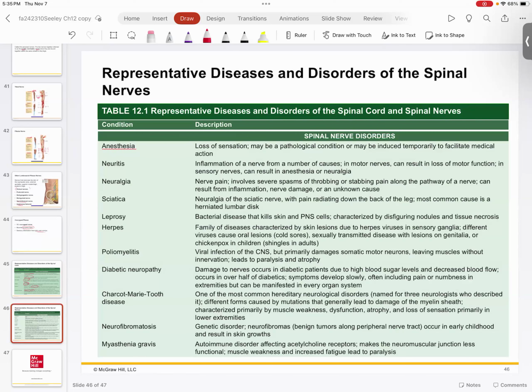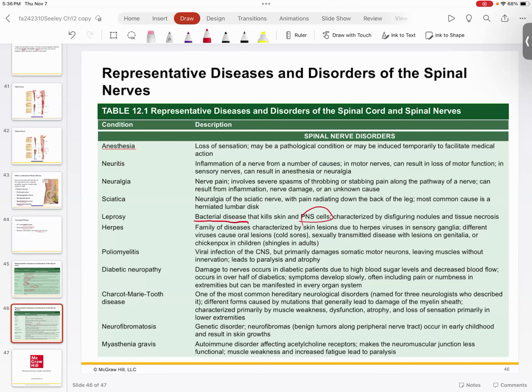And there's more, right? There's more. So it just kind of keeps on going, like sciatica we mentioned before, right? That was just sciatic pain. And neuralgia, which is nerve pain. Leprosy is an interesting one. We don't really run into that one very often, but this is a bacterial disease. It used to be very common back in the old days in antiquity. And this is basically bacteria that kills the skin and also the peripheral nervous system cells. And so this used to cause a lot of problems.